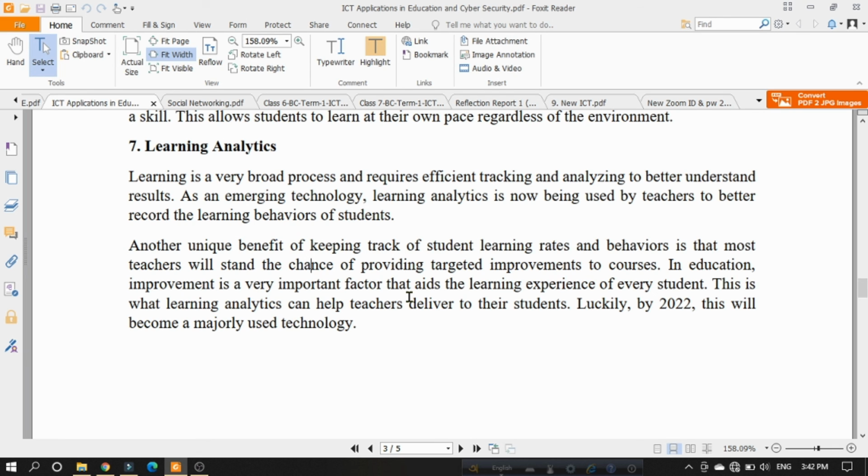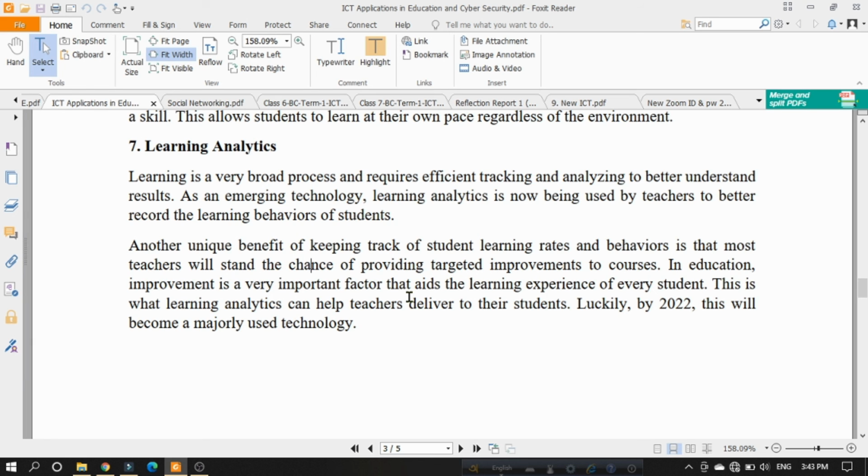And teachers can improve their courses so that the students can get better learning. The ratio can get higher. In education, improvement is a very important factor that aids the learning experience of every student. This is what learning analytics can help teachers deliver to their students. Based on the analytics, teachers can improve their courses and curriculum so that the students can get better learning.